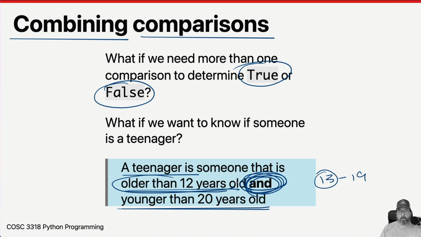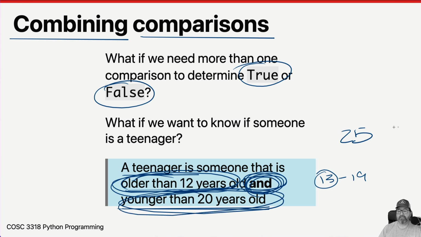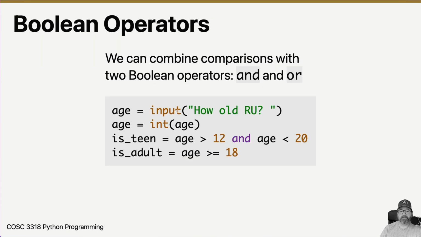13 is older than 12 and it's younger than 20. If I said 25, that's definitely older than 12, but it's not younger than 20. So this would fail. 25 is not a teenager. So let's take a look and see how we can do that. So we'll say, how old are you? And we'll convert it to a number. And now we can use that and operator. What's nice here is we actually use the word and. It makes it very easy to read. Age is greater than 12 and age is less than 20. That's so much easier to read.